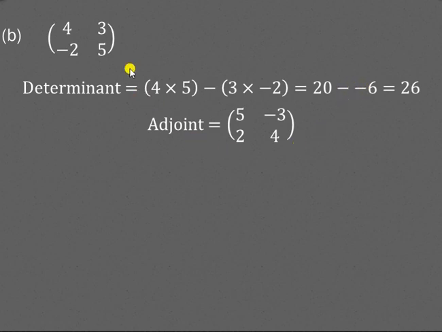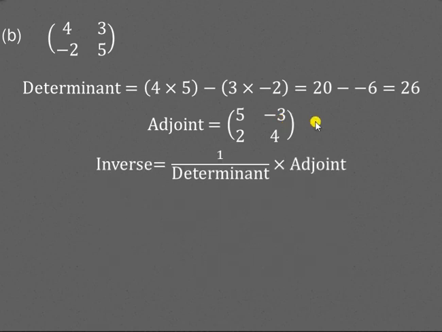Get your adjoint. Exchange the elements in the major diagonal. So I have 5 going to the position of 4 and 4 going to the position of 5. Then change the signs of this. Now remember, here we have a -2, so it means the sign here will change from -2 to +2. And here, since we had a positive, it now changes to a negative.